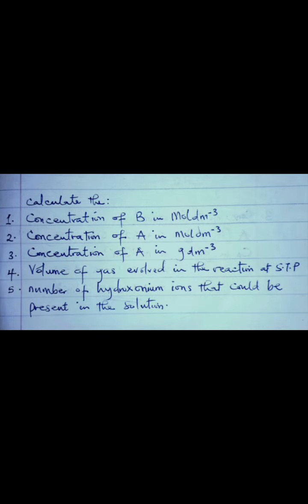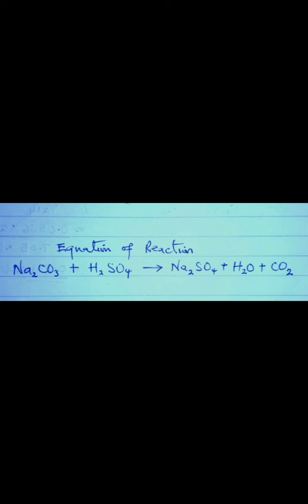The questions we are asked are: number 1, calculate the concentration of B in mole dm cube. Number 2, the concentration of A in mole dm cube. Number 3, the concentration of A in gram dm cube. Number 4, the volume of gas evolved in the reaction at STP, that's the CO2 gas. And number 5, calculate the number of hydroxonium ions present in the solution. Remember, the equation for the reaction is Na2CO3 plus H2SO4 yields Na2SO4 plus H2O plus CO2.